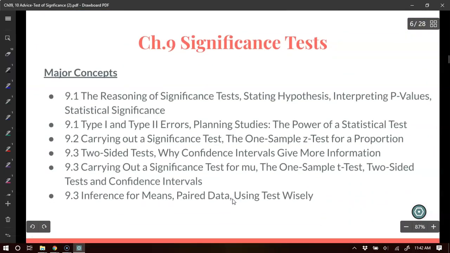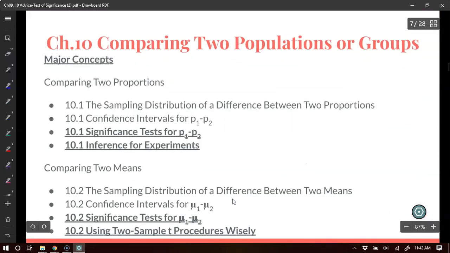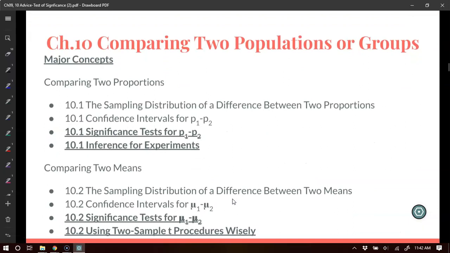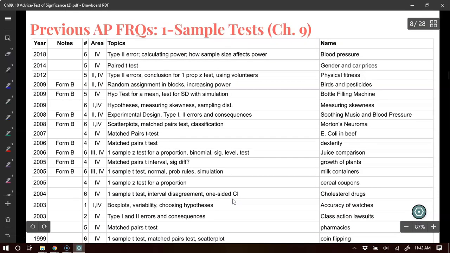Now we begin. Chapter 9 deals with significance tests, dealing with one sample. Chapter 10 looks at comparing two populations. We look at two sample tests. So these are the two main chapters in this video we're going to cover. And this is probably one of the most important resources you should really be looking at if there's a specific topic that you struggle with in chapters 9 and 10.